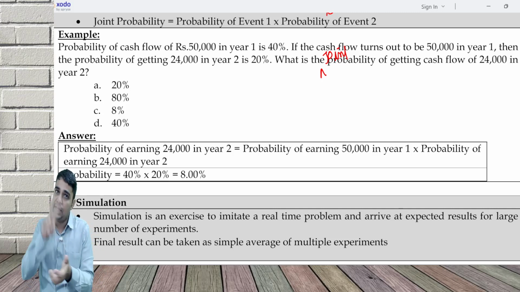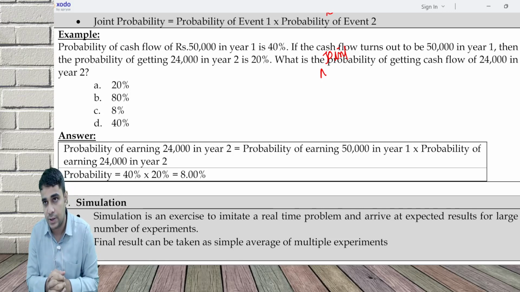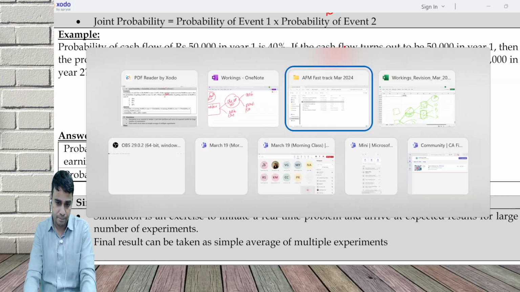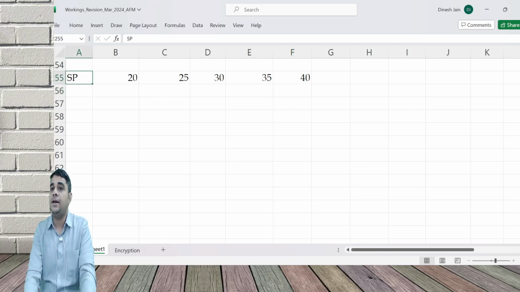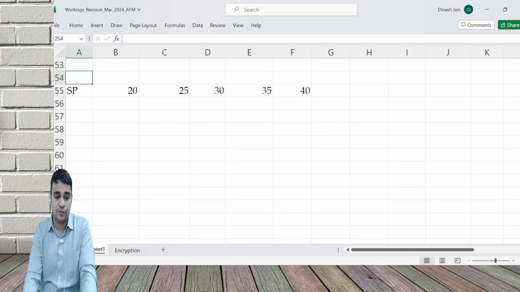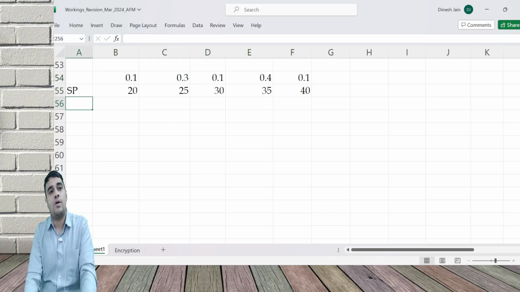For doing simulation, I need two things: a range of possible numbers and probability. If you give me that, then I can start doing the simulation. For example, my selling price can be 20, 25, 30, 35, 40. It can be any of these, with a probability attached to each: 0.1, 0.3, 0.1, 0.4, 0.1. Then I ask you the cost price, and again you give 5 numbers. I ask what is the life, again 5 numbers. What is the initial investment? You gave 5 numbers.